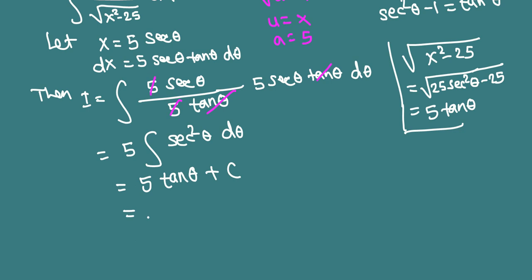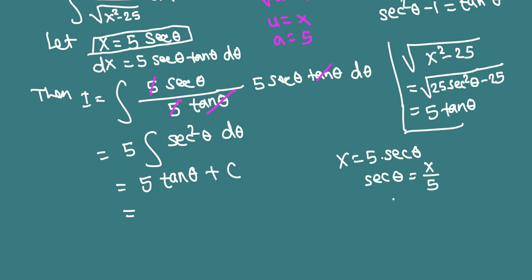This would be final, but the original question was given in terms of x, so we need to find what tangent theta is in terms of x. For that we're going to use the original assumption. Our assumption was x equals 5 secant theta. That means secant theta equals x divided by 5, x over 5. Let's draw a right triangle based on this with theta.